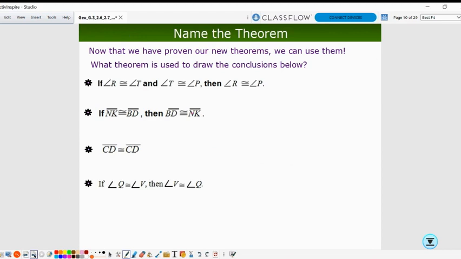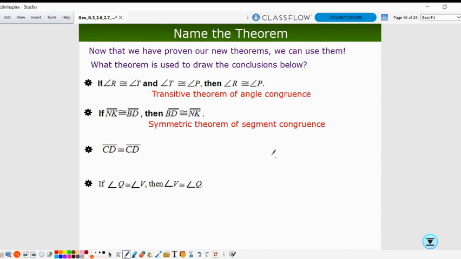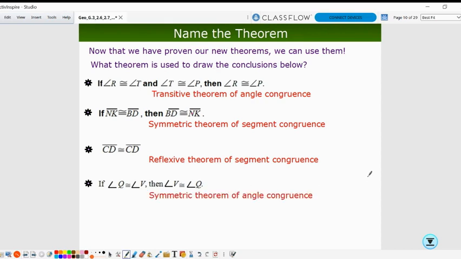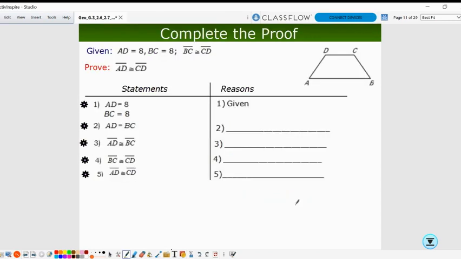Now see if you can name that theorem. Transitive theorem of angle congruence. Symmetric theorem of segment congruence. Reflexive theorem of segment congruence. And symmetric theorem of angle congruence. Go ahead and take a look at a proof. We have AD is equal to 8.